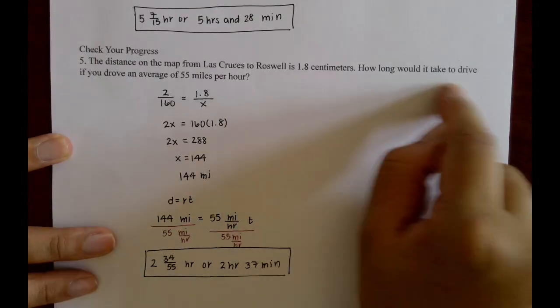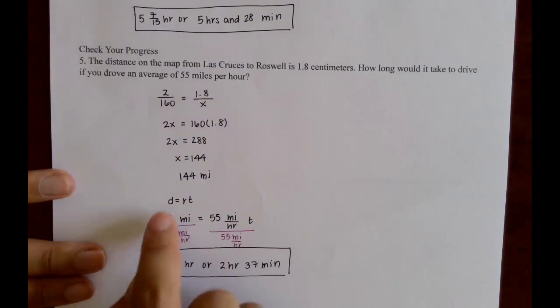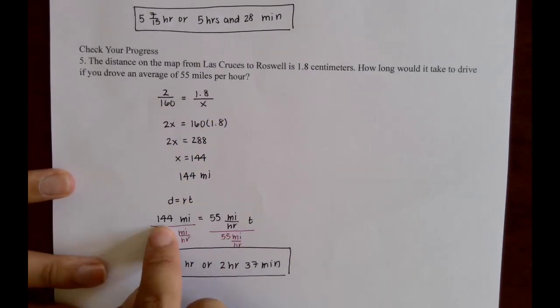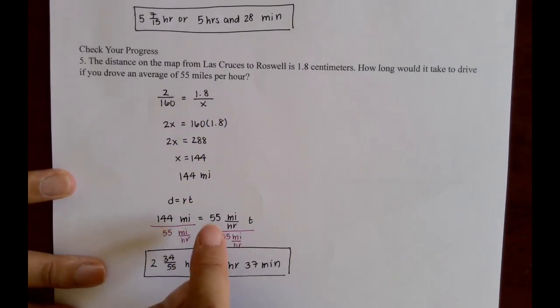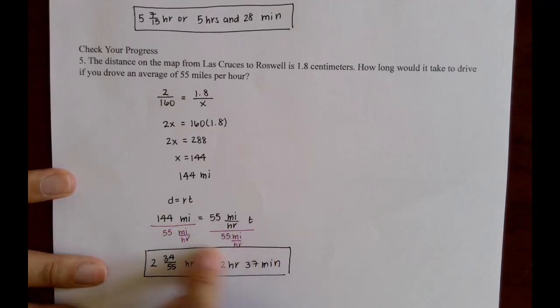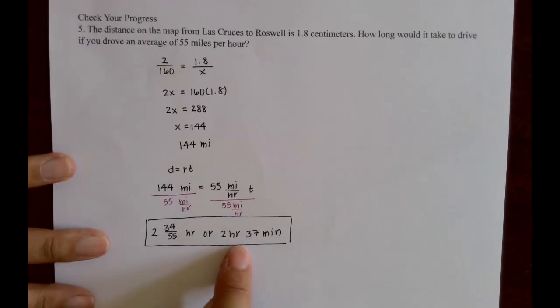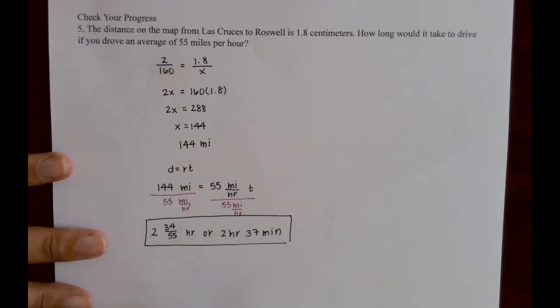Then, if we want to know how long it takes to drive there, distance equals rate times time. So 144 is the distance. The rate is 55 miles per hour. Time, divide by the rate. You get this. And then in terms of hours and minutes, it's 2 hours and 37 minutes.